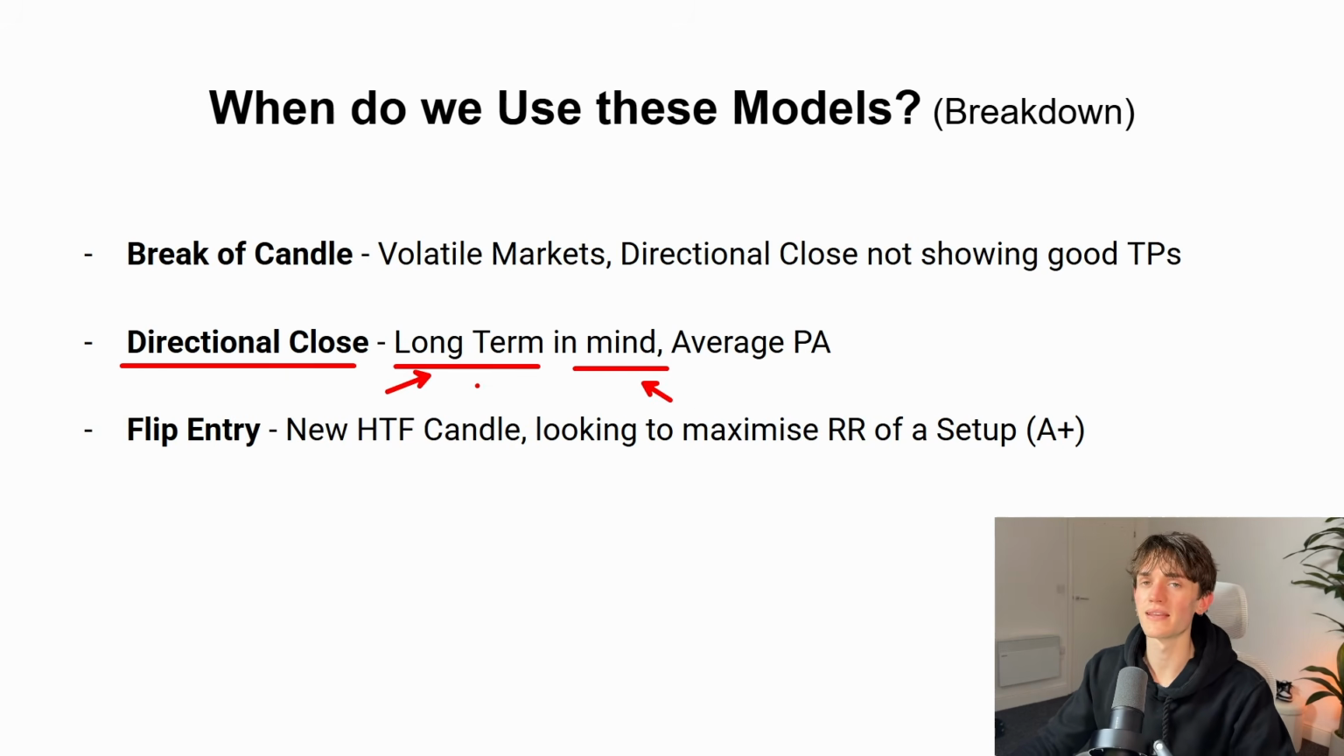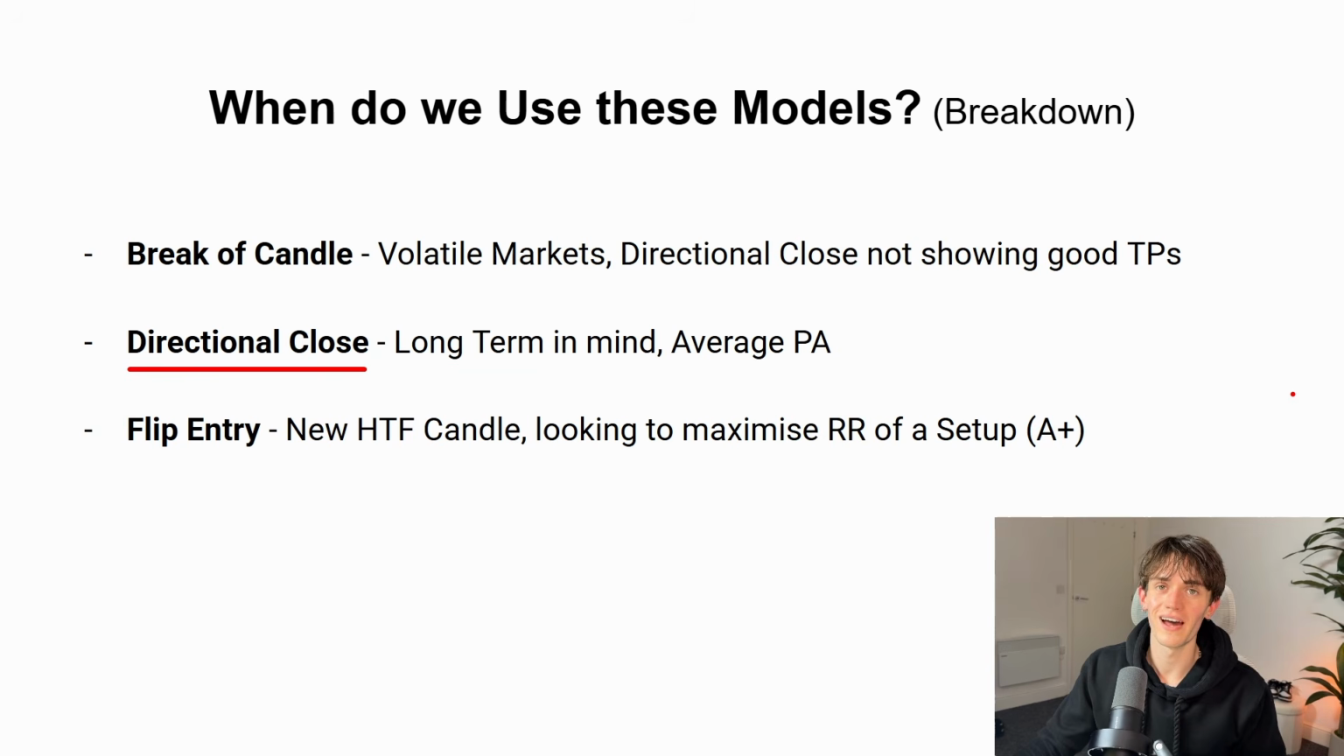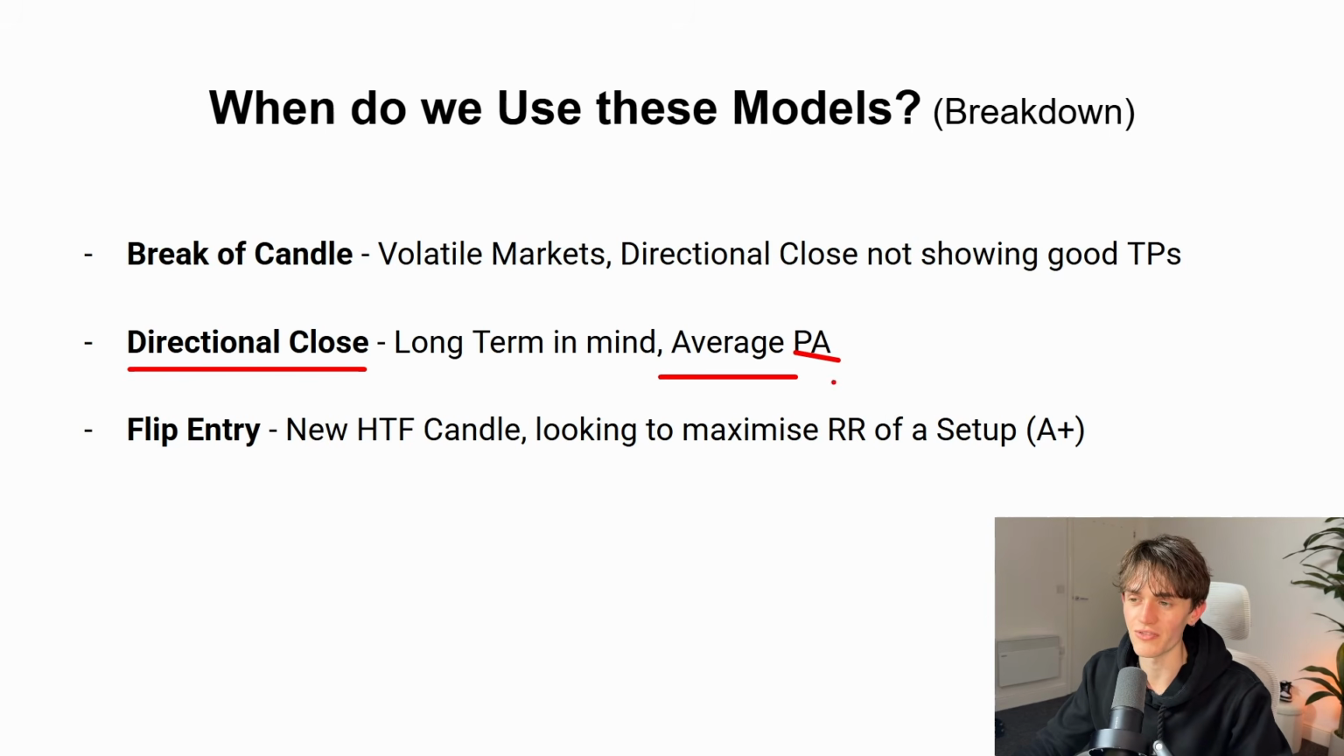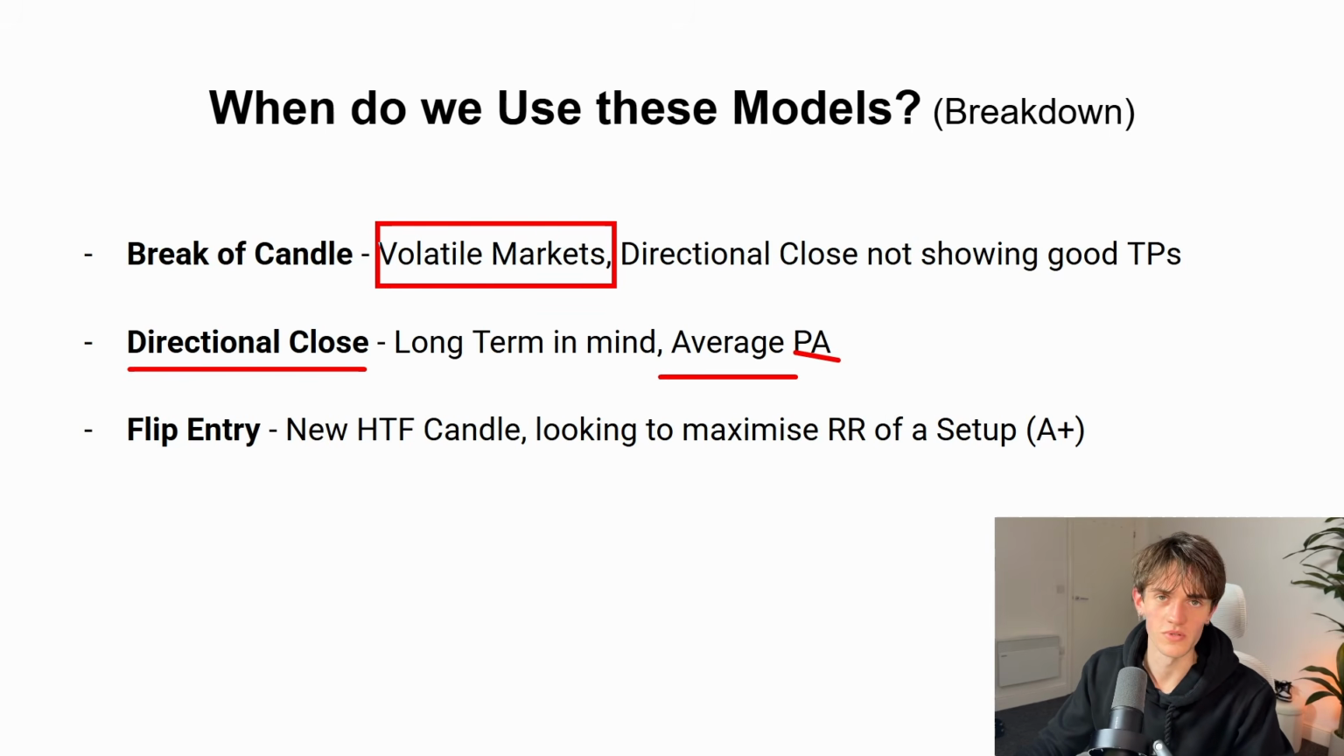You don't want to start playing this game riskier just because you want those end results to come sooner. I'm personally doing this so I never have to work a 9 to 5 again. And the most likely way to do this is using the directional close consistently. And on less of a deep note, this is also going to be used when price action is looking average, aka the market is not super volatile.